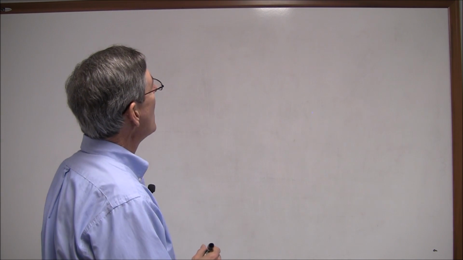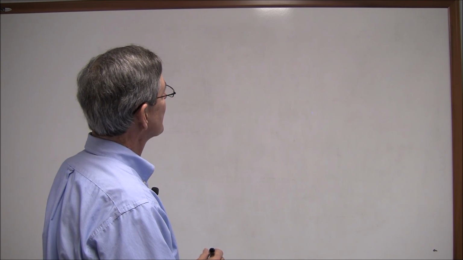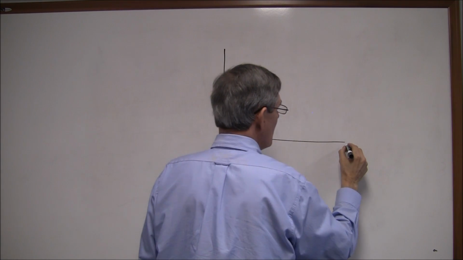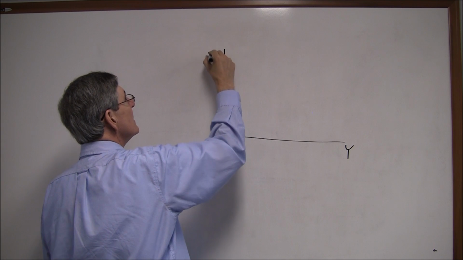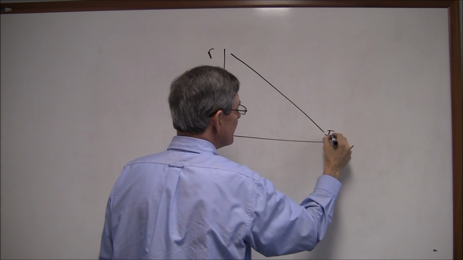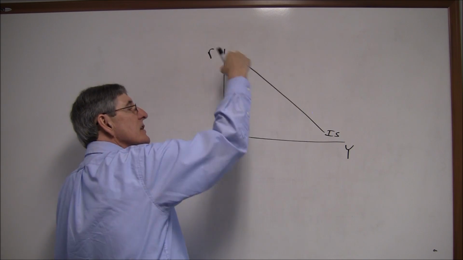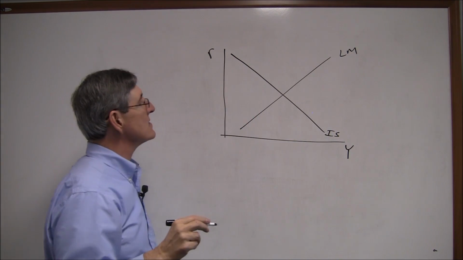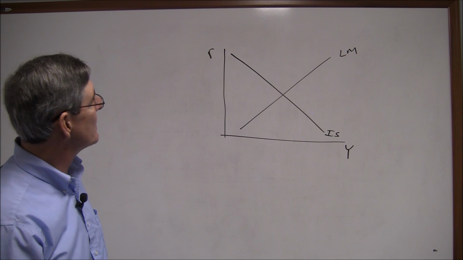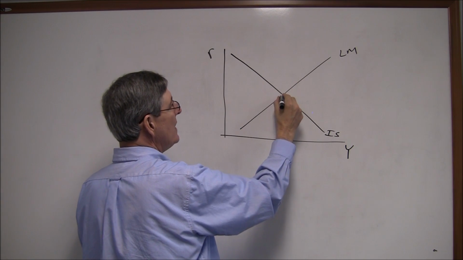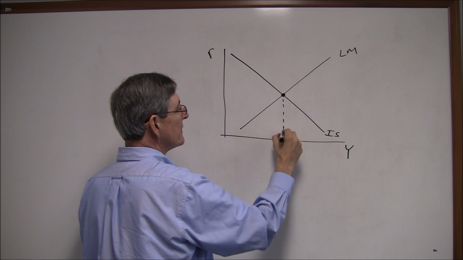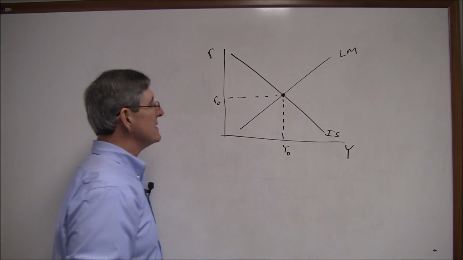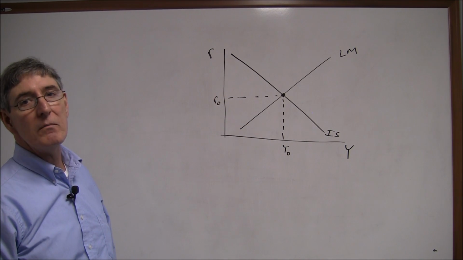Okay, so let's now put the IS and the LM curves together. So at this point, traditionally what you do is now say, okay, we've got this thing called the IS curve. That's all the R's and Y's for the goods market. We've got this thing called the LM curve, which is all the R's and Y's for the money market that are equilibrium. And so there's this one unique point right here, Y0 and R0, that's an equilibrium in both markets.